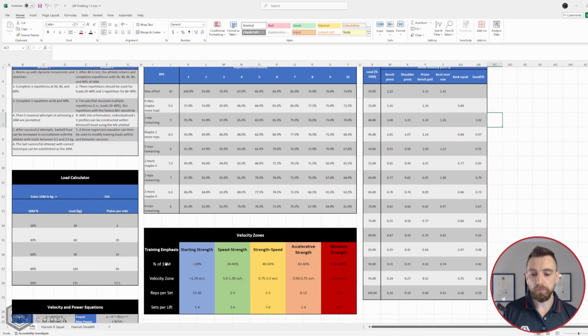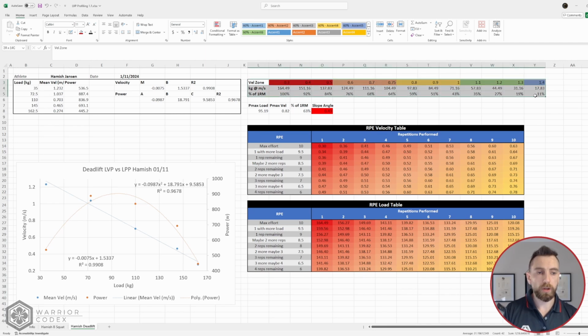If we move over to here, we have our velocity zones. We have our starting strength, our speed strength, strength speed, accelerative strength, and absolute strength. We typically find that power sits somewhere between 20 and 80, with speed here and strength up here. So that's then showing roughly where you would need to lift in each of these different speed zones.